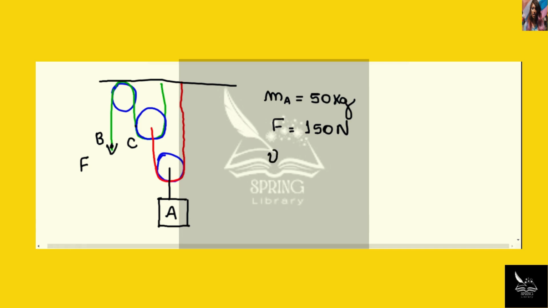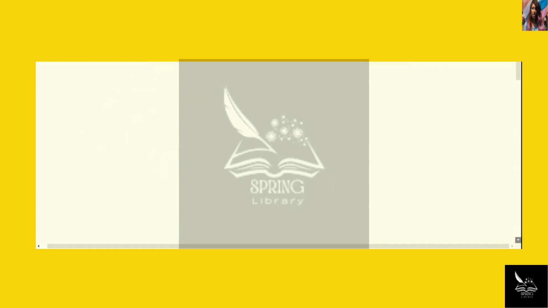Our goal is to find what is the speed of block A, after the block has risen by a distance delta x equal to 3 meters. Assuming that the initial speed of the block, v0, is equal to 0 meters per second, that is, the block starts at rest. So in order to solve this, we need first to review how we deal with problems that involve pulleys. And in doing so, we will be already solving the exercise.